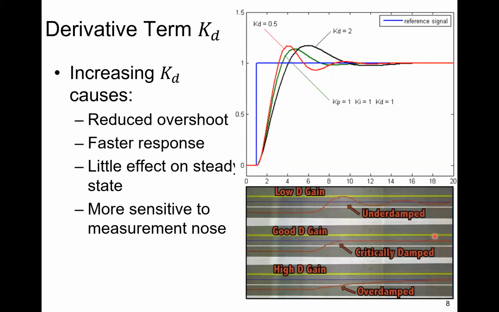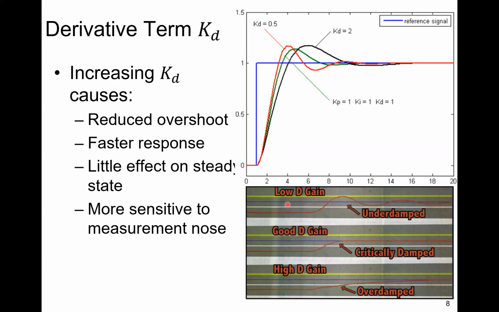For the derivative term, increasing Kd causes reduced overshoot and faster response. It has little effect on steady state. Its effect is mainly on the transient response. And a large Kd makes it more sensitive to measurement noise.